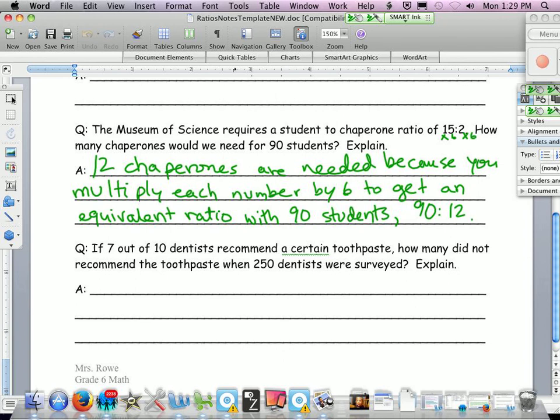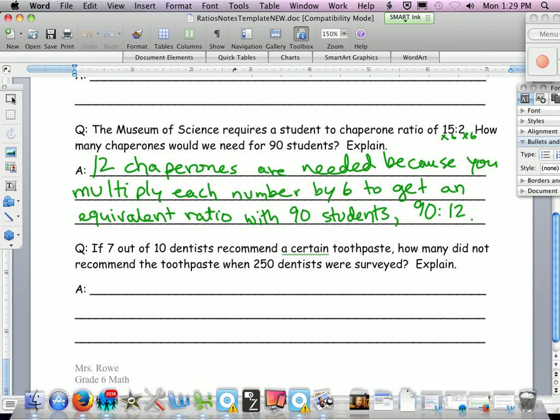And then one more scenario before you go ahead and try some real life problems. So who thinks they want to read the last one about the dentist? It's a very common use of ratios, advertisements. Who feels like reading the one about the dentist? I wanna be a dentist.